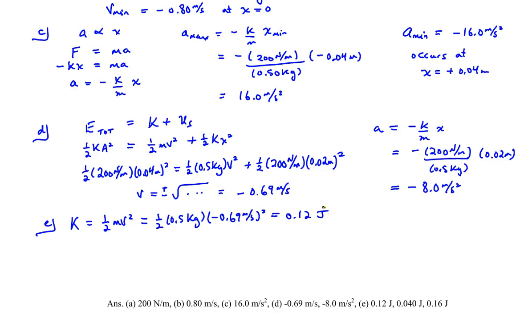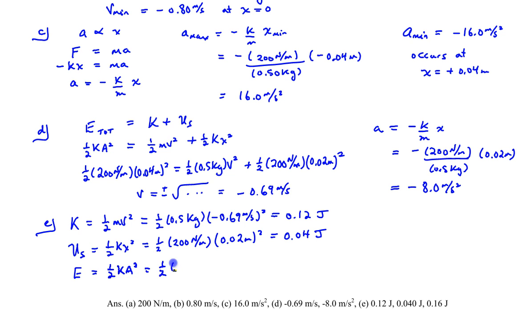Let's now calculate the spring potential energy. The spring potential energy is 1/2 kx squared, so it's 1/2 times k, which is 200 newtons per meter. Remember, x is half the amplitude, which is 0.02 meters, quantity squared, and that will give you an energy of 0.04 joules. And the total energy you can calculate by doing 1/2 k A squared. So 1/2 times 200 newtons per meter times 0.04 meters squared. And that gives you a total energy of 0.16 joules.